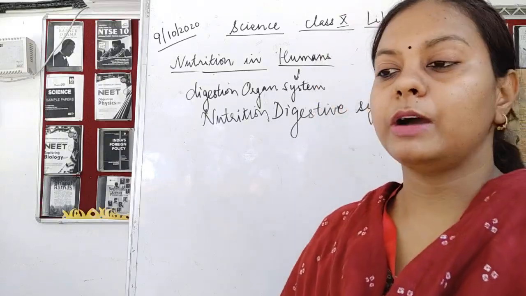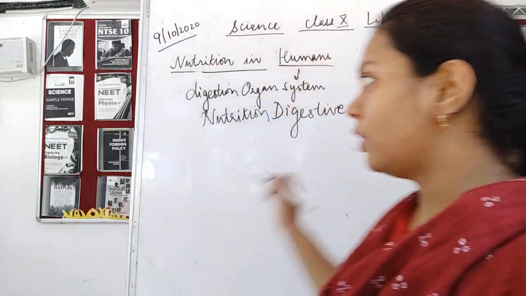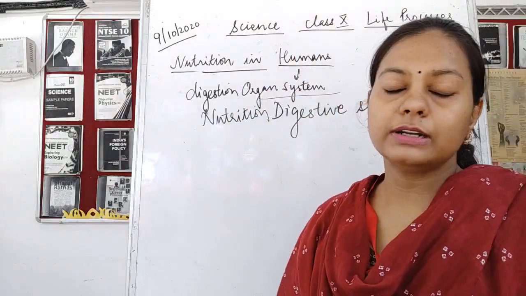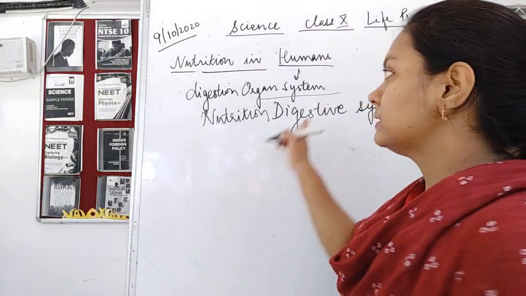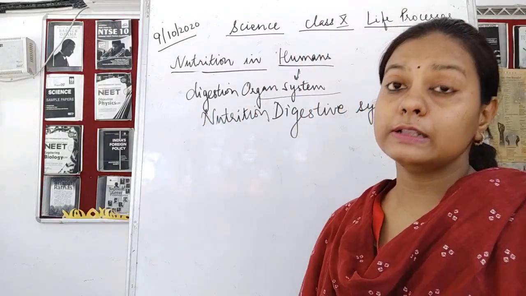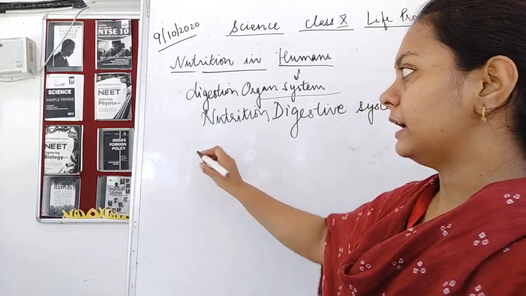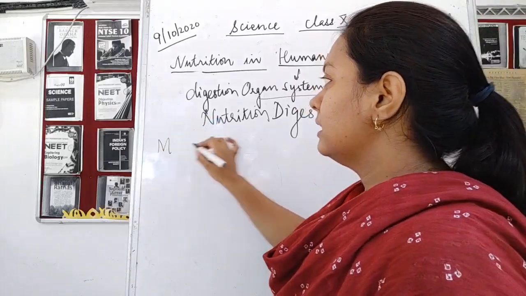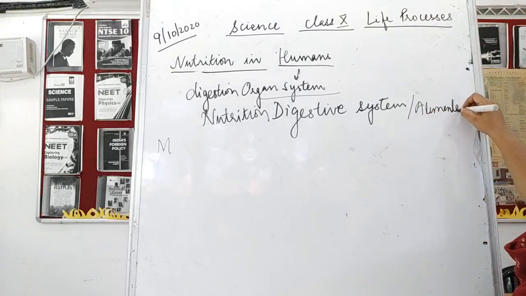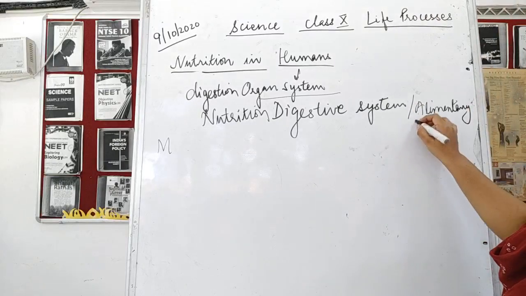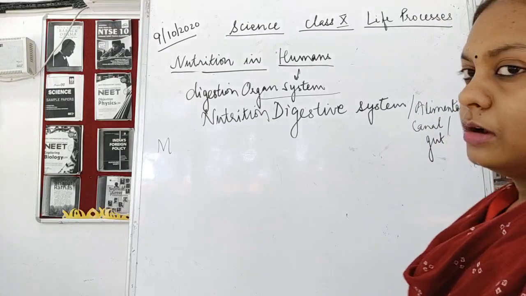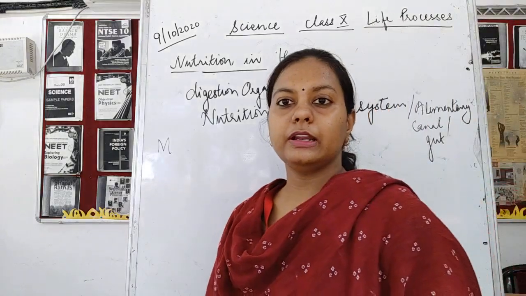Now I'm going to tell you that the digestive system consists of various organs. We talked about how it consists of an organ system, because why is it called a system? Because it has organs. So it is said to be an organ system. Now what organs are present in the digestive system, we'll study that. The digestive system is also known as the alimentary canal. It is also known as the gut. Please remember the names: digestive system, alimentary canal, or the gut.